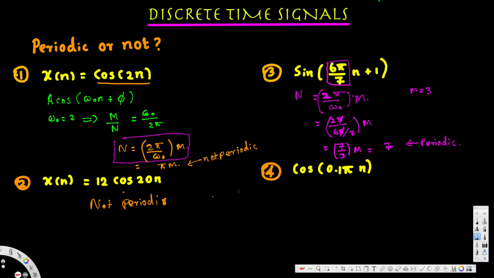Now let's look at the last one. Here we have cos 0.15 pi n. 0.15 pi is the omega naught value, so n is equal to 2 pi divided by 0.15 pi times m. Pi cancels, we will end up with 20 m. What is the smallest value that can make this an integer? m is equal to 1, right? So finally we will get n is equal to 20. So this is periodic.